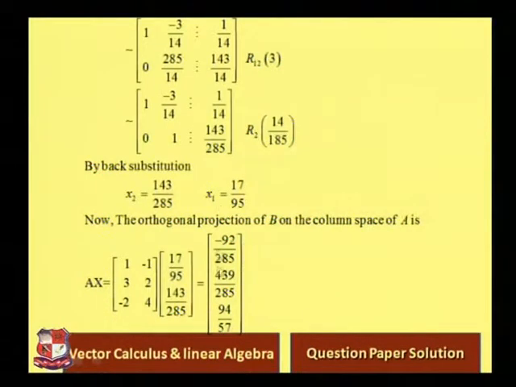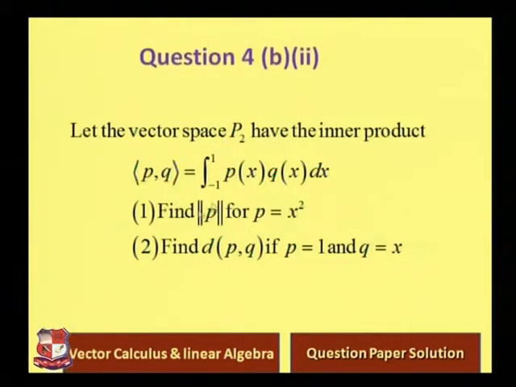The number of rows in the answer is the first matrix's rows, and the number of columns in the answer is the second matrix's number of columns. So we get a 3 cross 1 matrix. This is a 3 cross 1 column matrix. Now this is the answer. This is the last solution. Now question number 4, B2.